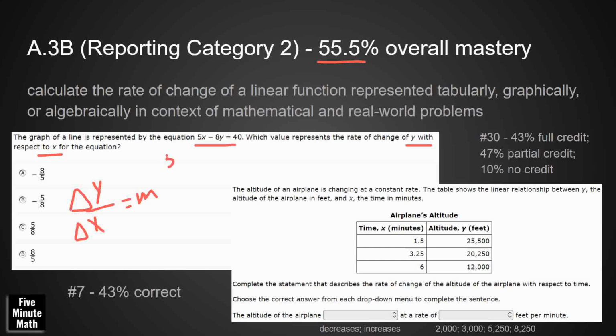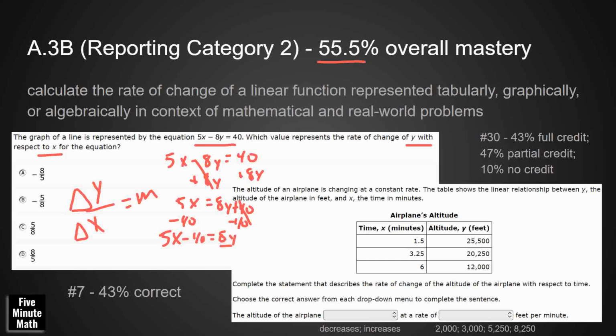So now I need to take my equation here, and I need to convert, like many problems in this test ask us to do, from one form of a linear equation to another. So I want the y to be by itself, and I want it to be positive. So I'm actually going to add 8y here to both sides. So I'm going to get 5x equals 8y plus 40. And then I'm going to take that 40 from both sides. So it's 5x minus 40 equals 8y.